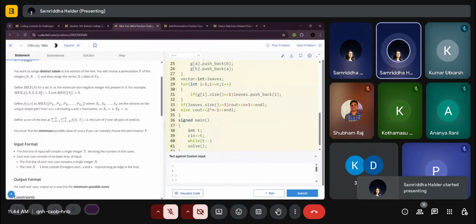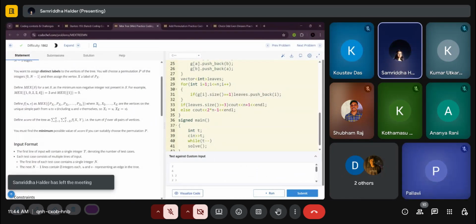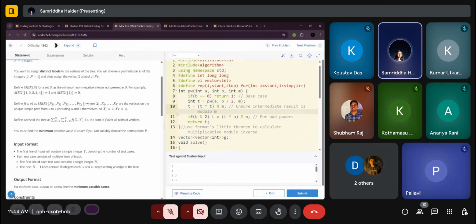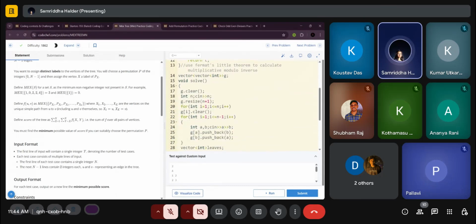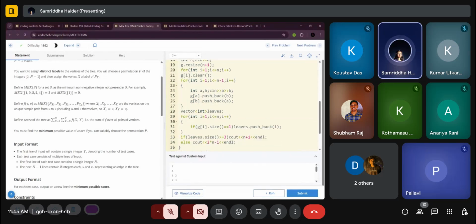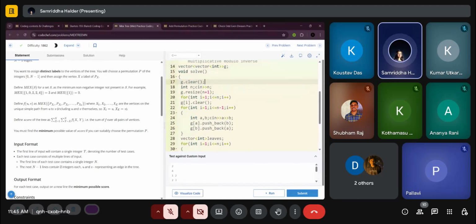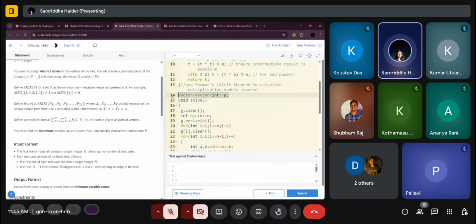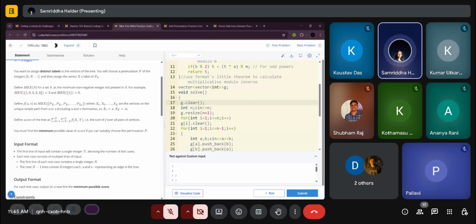Okay, look here. First, we'll take the graph as input. For this, we have defined this vector of vectors of int. This is basically the adjacency list. And here, first we have done g.clear, because for each of the test cases, we are using the same globally defined vector of vectors. So we will do g.clear first.